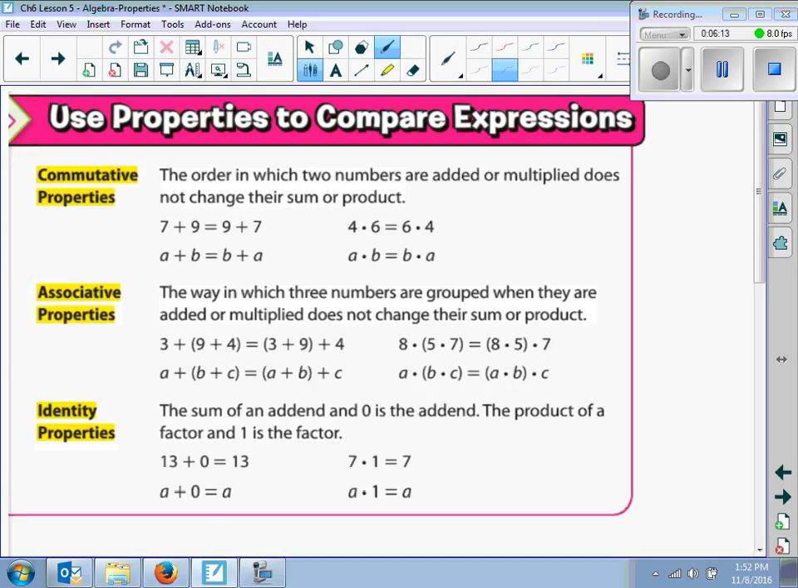Now here, it also says that the product of a factor and 1 is that factor. So for the identity property of multiplication, the number that you're going to multiply to get the same number, not 0, is 1. So the identity property of multiplication says if you multiply any factor times 1, you'll get that same factor.